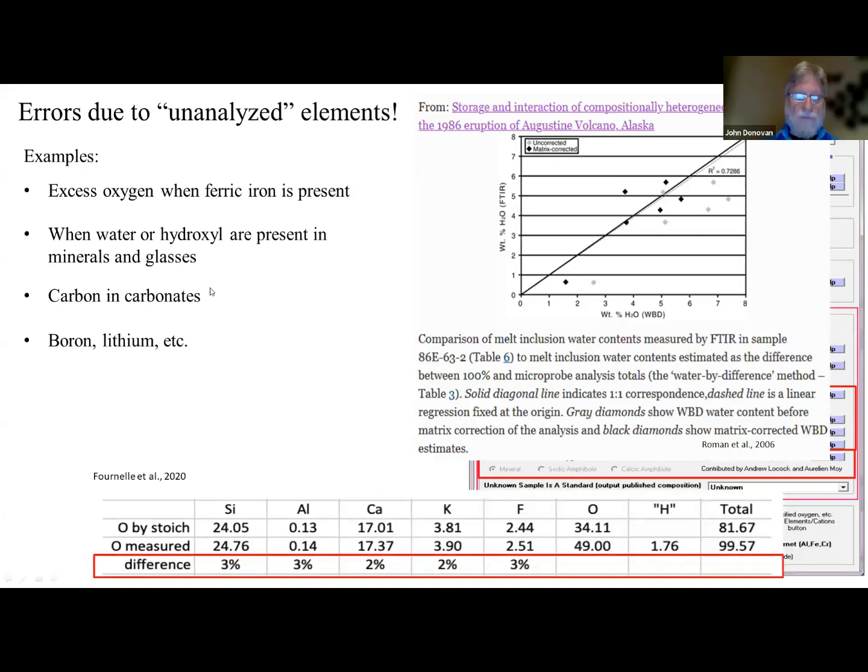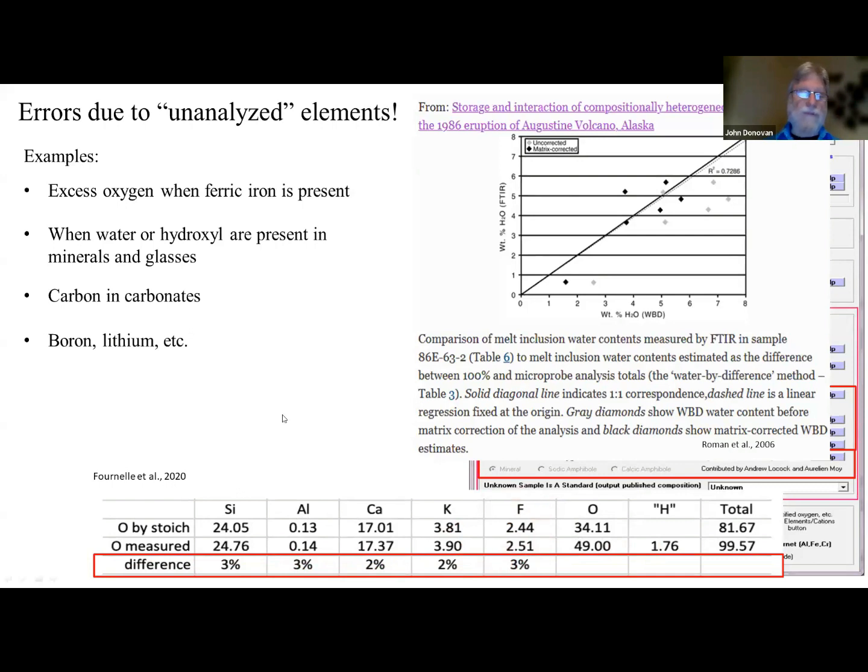Here's an example of where John Fournelle, I think, did this, where he calculated oxygen by stoichiometry, and then he actually measured oxygen down here, as you can see, and you can see the errors in all the elements are like 3%, 2%, 3%. So fluorine is especially affected.